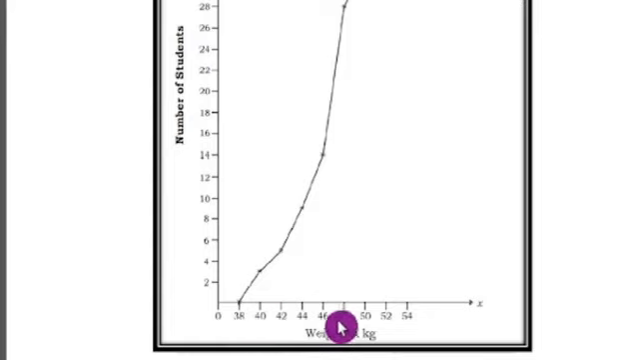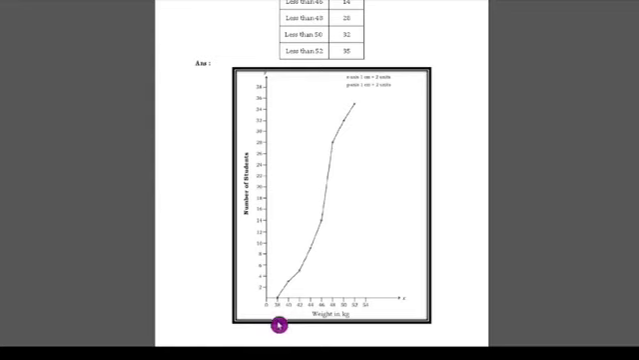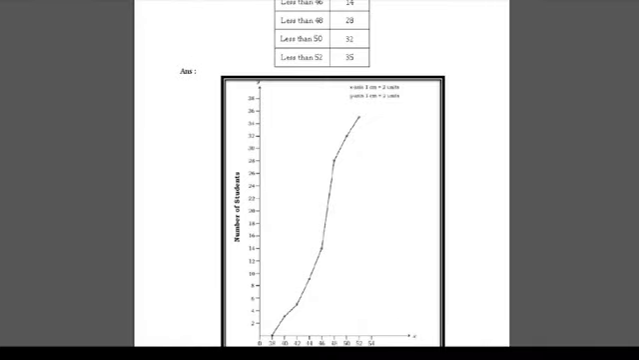So 38, 40, 41 till 54. And here 2 to 38. So here by seeing the weight, mark how many students are there. So afterwards you will get the line. So this is the less than OG.